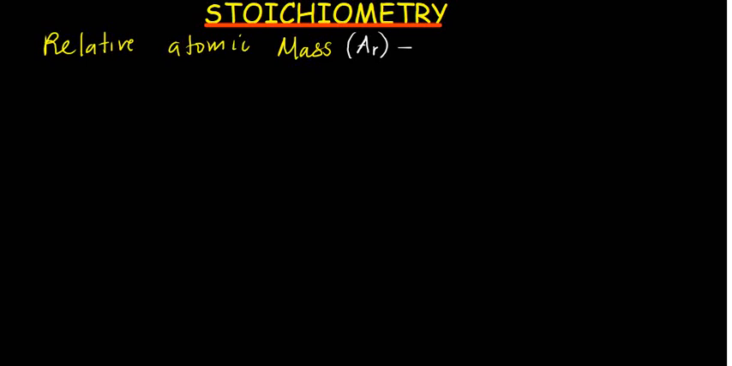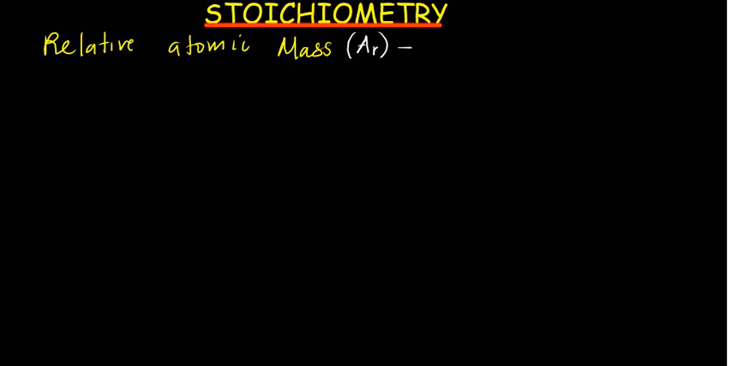We are talking about relative atomic mass, and we are saying relative atomic mass is simply the average mass of an atom compared to 1 over 12 the mass of carbon. Relative atomic mass is the average mass of an atom compared to 1 over 12 the mass of carbon.